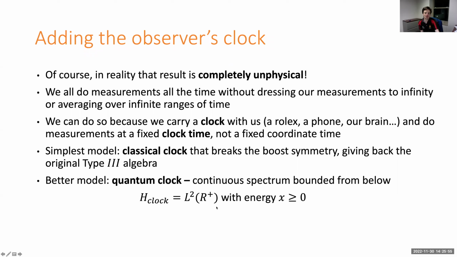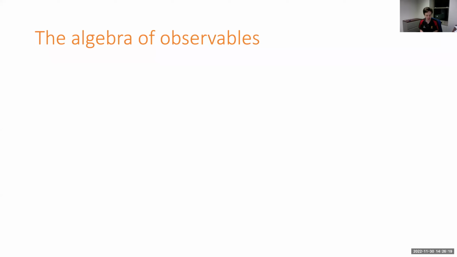So a model for a clock is just going to be that it has a purely continuous spectrum with energy bounded from below. So its Hilbert space is L2 of R plus, a half line, and the energy is just the position operator X acting on that space. Any questions about that model or why we're introducing it, motivation, anything like that? Okay. Great.